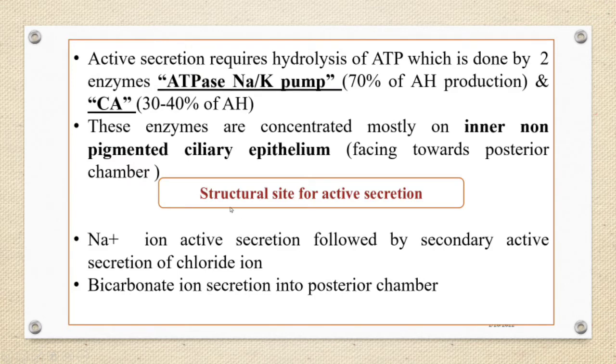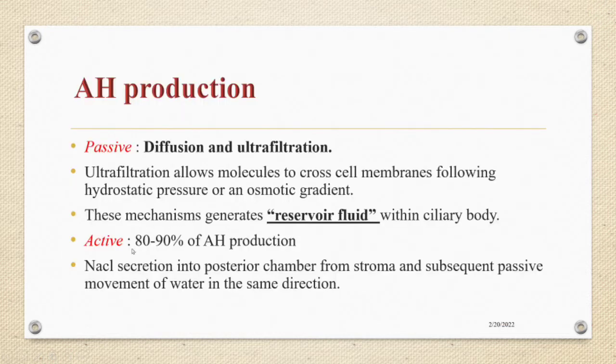Unless you understand the mechanism of this aqueous production and secretion, you will not understand the mechanism of action of the different drugs. So for the active secretion, as I have already mentioned, 80 to 90% of the aqueous production is by an active process. So if you want to decrease the production, you have to decrease the processes involved in this active secretion.